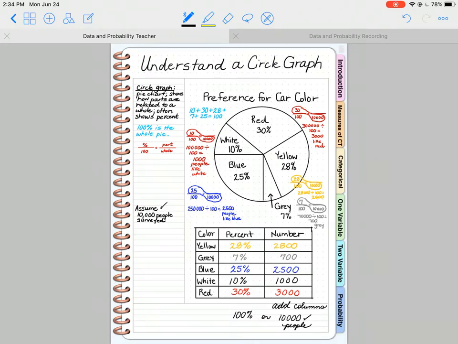Okay, that's an introduction to a circle graph. And in the next video, we will look at another circle graph that involves rent. Not just rent, but monthly expenses. I'm sorry. We're going to budget out a paycheck. So I'll see you in the next video for one more circle graph.